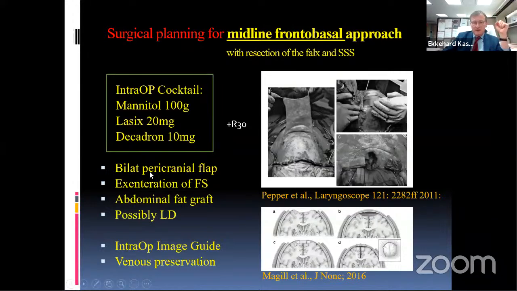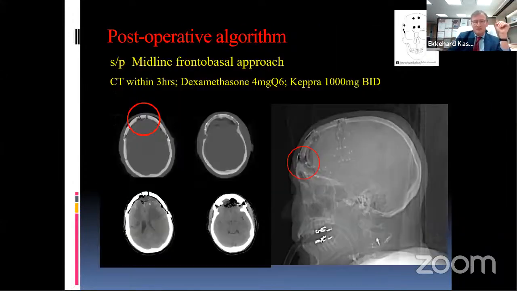I plan for a bilateral pericranial flap as described in the literature. I always exenterate the frontal sinus. I use an abdominal fat graft to pack the sinus, and I may possibly use a lumbar drain if there's a concern for difficult closure. So these are very important steps in your pre-surgical planning and positioning of the patient to get it right.